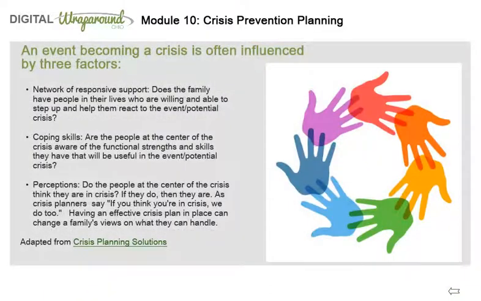An event becoming a crisis is often influenced by 3 factors. Network of responsive support. Does the family have people in their lives who are willing and able to step up and help them react to the event or potential crises? Coping skills. Are the people at the center of the crises aware of the functional strengths and skills they have that will be useful in the event or potential crises?